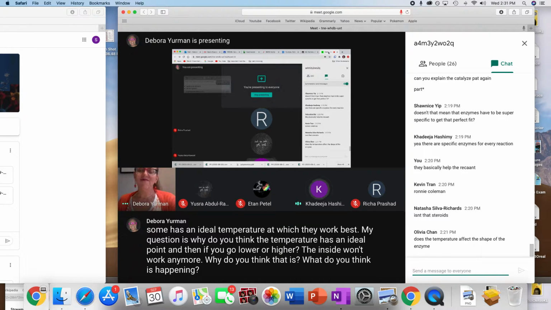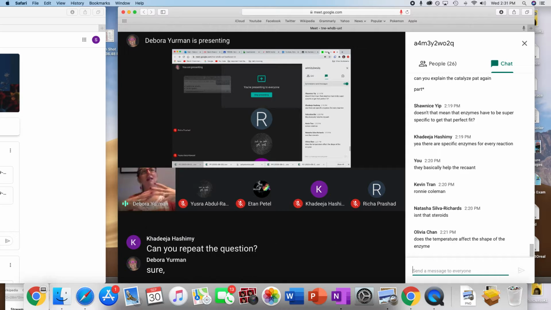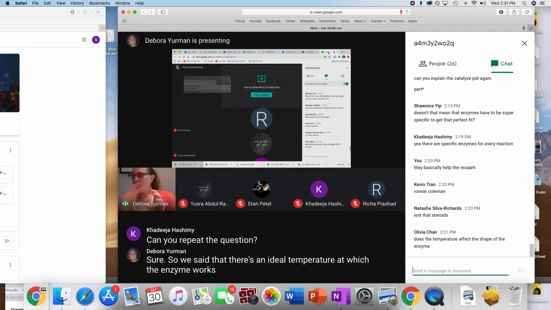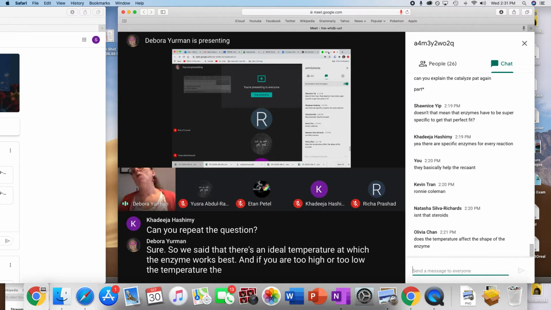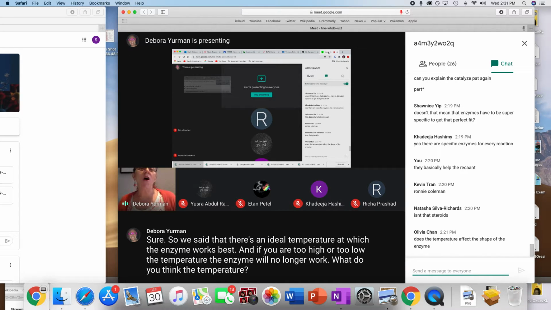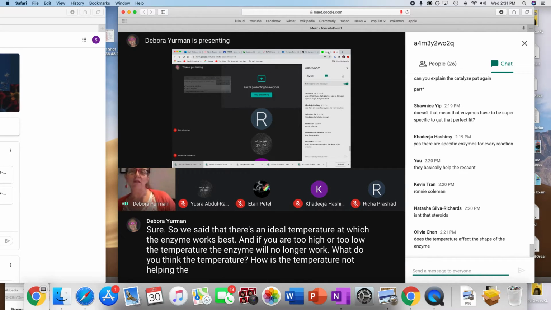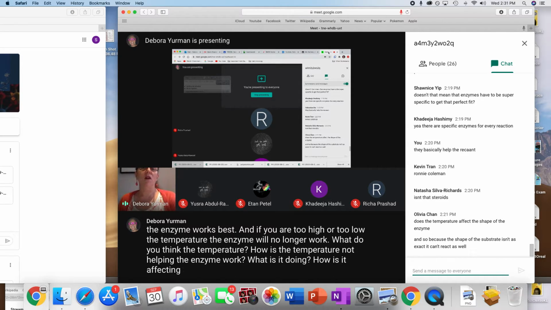Can you repeat the question? Sure. So we said that there's an ideal temperature at which the enzyme works best, and if the temperature is too high or too low, the enzyme will no longer work. Why do you think that is? How is the temperature not helping the enzyme work? What is it doing? How is it affecting the enzyme so that it no longer works?